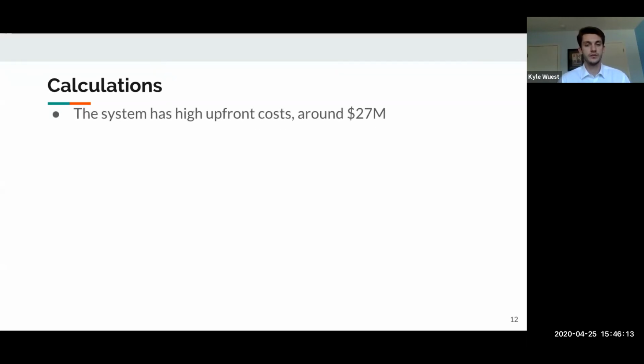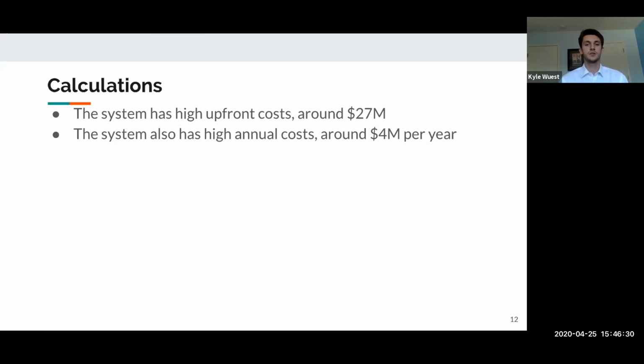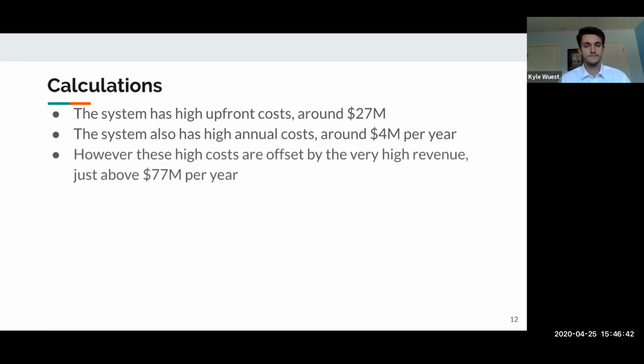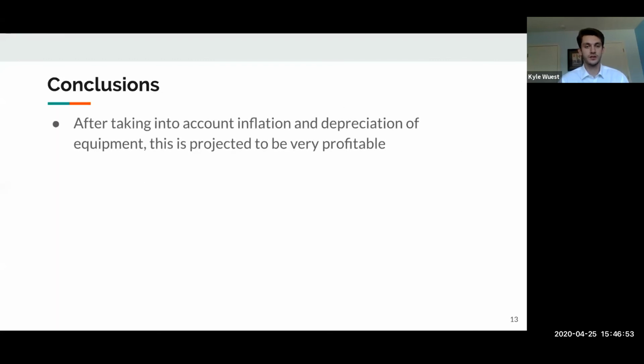All right, so in the end, we found that the system has high upfront costs, around $27 million for purchasing the equipment, about 2 months of raw materials that you will need to put into the system before you get any kind of revenue. The system also has high annual costs, around $4 million a year, due to the utilities, the steam, electricity, as well as the raw material cost. However, these high costs are offset by the system's very high revenue, which is around $77 million per year, which is much higher than the upfront costs and annual costs.